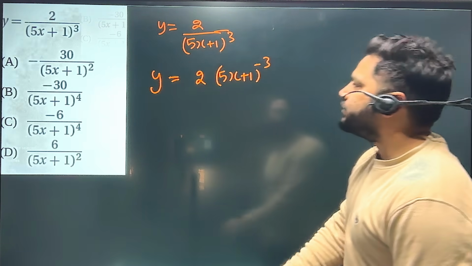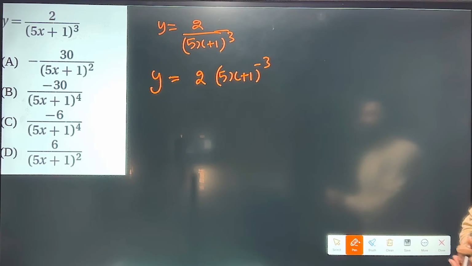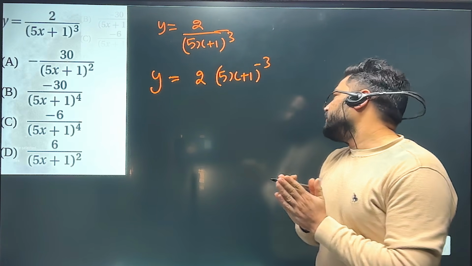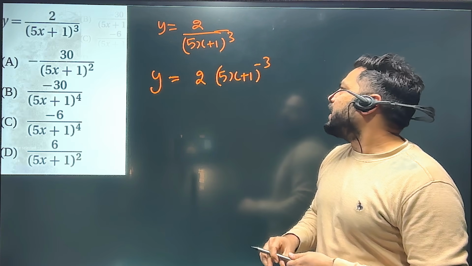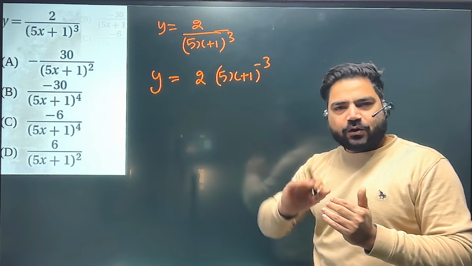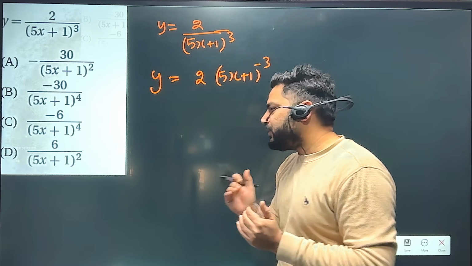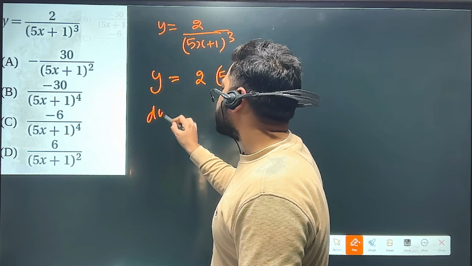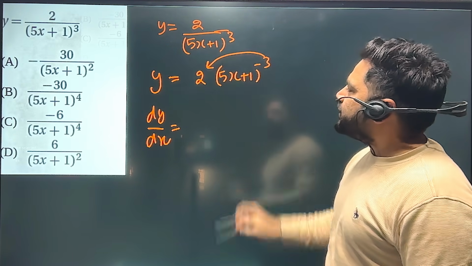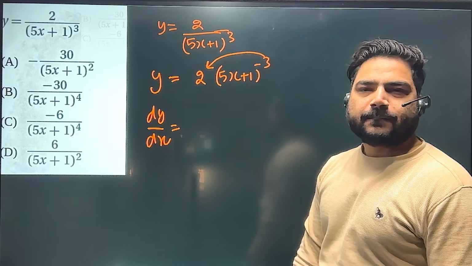Now how to do its differentiation? Very easy concept. We just need to do differentiation of the power. And power differentiation we all know. What is differentiation of power? Power will come ahead, one power less. So how to do the differentiation? dy by dx. This minus 3 will come here.